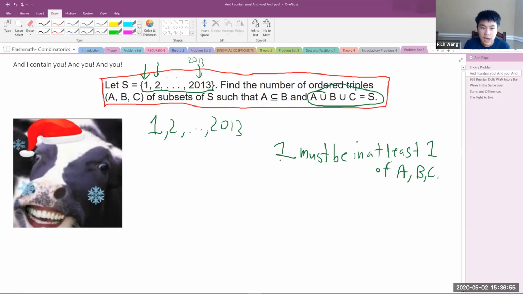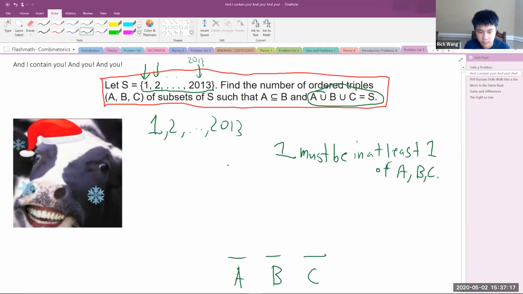Right? However, we also know that any element in A must also be an element in B. So this is how we do this. For example, if we say that we have 1, now all we have to do is count the number of ways to put the element 1 into different sets.